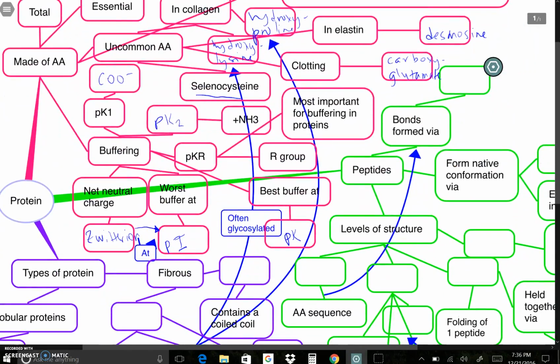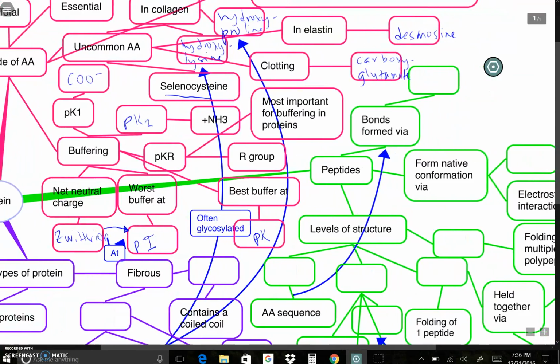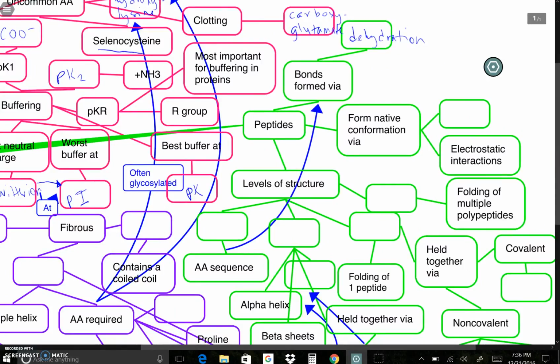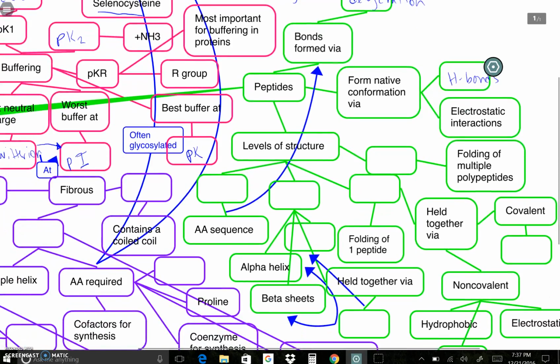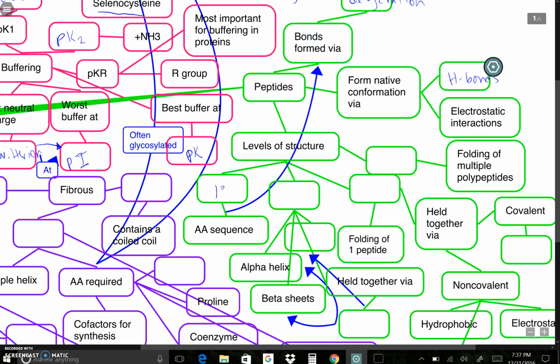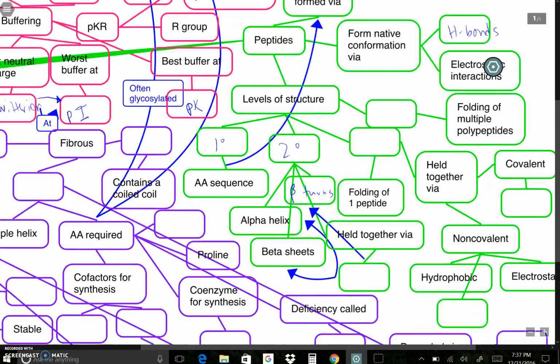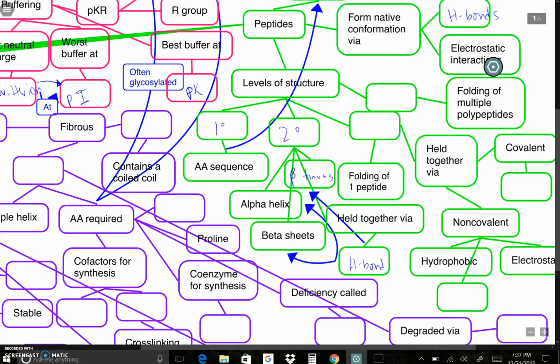So for our proteins then, we can make our amino acids into peptides. Our peptide bonds are formed by dehydration, or condensation, reactions. With our peptides and proteins, we have the native conformation that we form using electrostatic interactions and hydrogen bonds, the native normal folded protein structure. We have 4 different levels of structure. Our amino acid sequence is our primary level of structure. Our secondary level of structure consists of alpha helices, beta pleated sheets, and beta bends or beta turns. We have a lot of hydrogen bonding that holds these together, and it's all determined by our primary structure, which determines everything else.